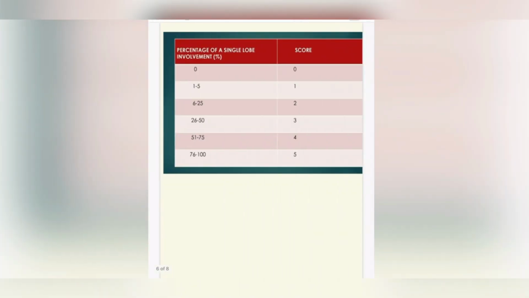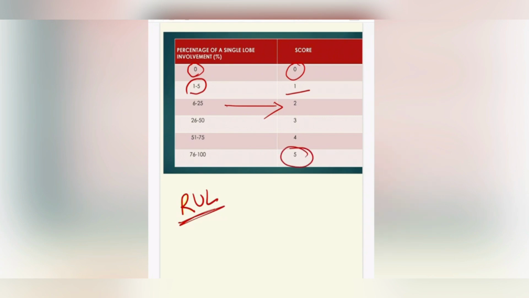Now you take 1 lobe at a time. For example, we are taking the right upper lobe. Now calculate the percentage of that lobe's involvement. If it is not involved, then the score is 0. If it is 1 to 5% involved, then the score is 1. If it is 6 to 25% involved, then score 2, 26 to 50% is score 3, 51 to 75% is 4, and more than 75% is score 5.